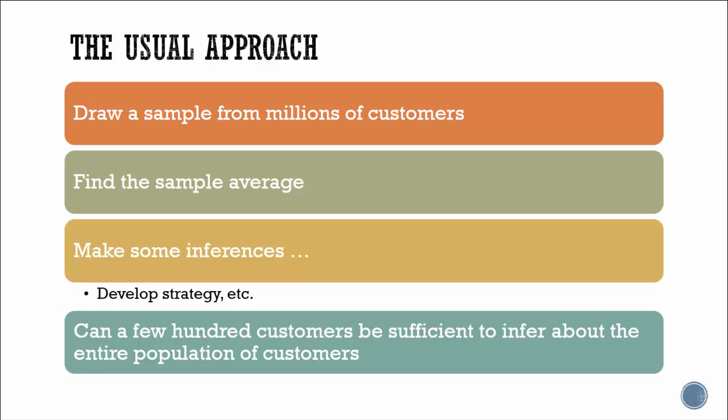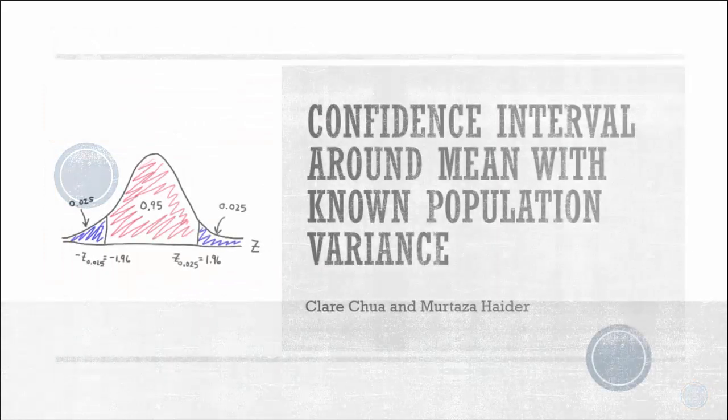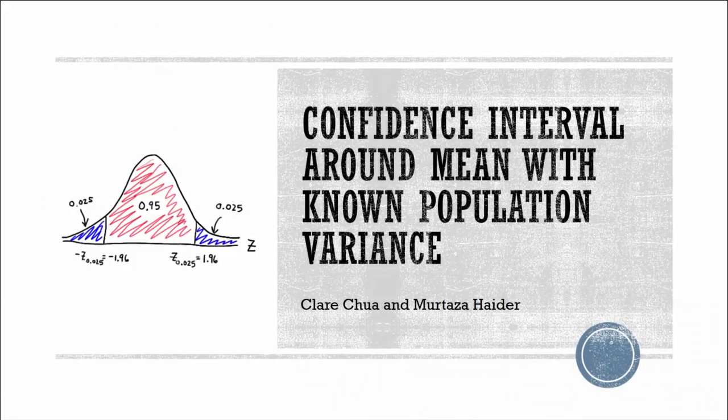And if that were to be the case, will our average from the sample be the same as average for the population? So you've seen this image in the past, this graphic, the bell curve, and basically what we would like to do is to determine the confidence interval around the sample mean with known population variance. So in this example, we assume that we know the variance or the standard deviation for the average number of text messages sent by young customers in the population, not just in the sample but also in the population.